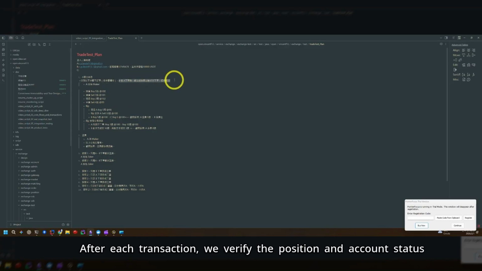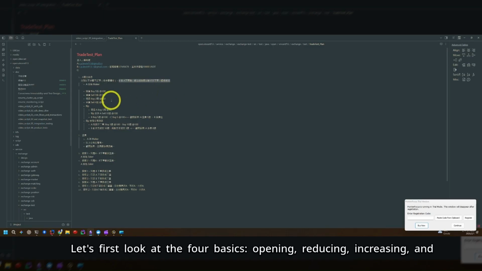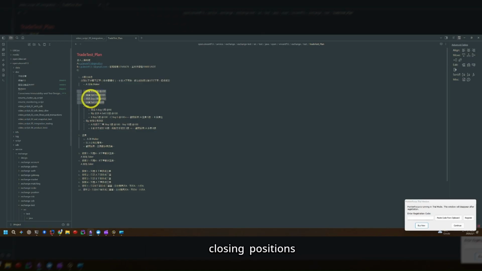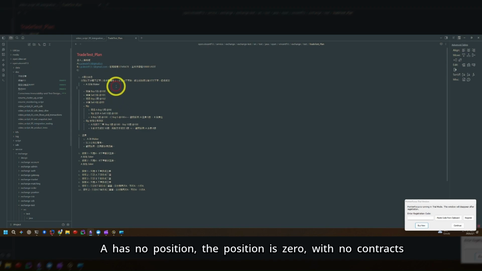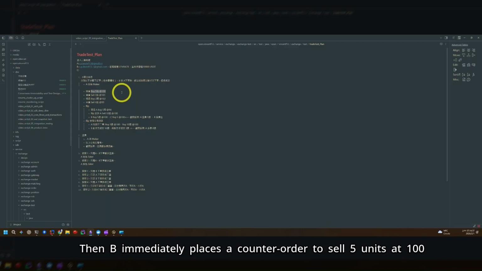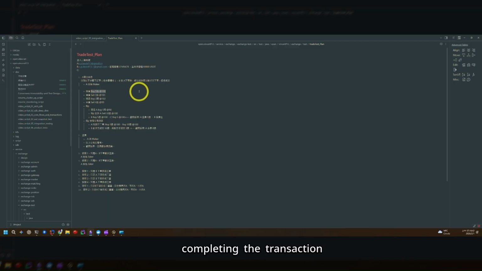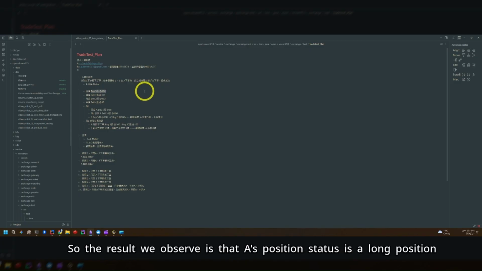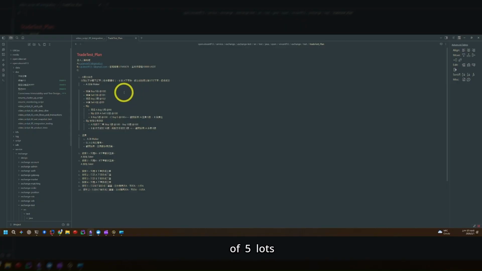After each transaction, we verify the position and account status. Let's first look at the 4 basics: opening, reducing, increasing, and closing positions. Initially, A has no position, the position is 0, with no contracts. Then he places an order for 5 units at a price of 100. Then B immediately places a counter order to sell 5 units at 100, completing the transaction. So the result we observe is that A's position status is a long position of 5 lots.